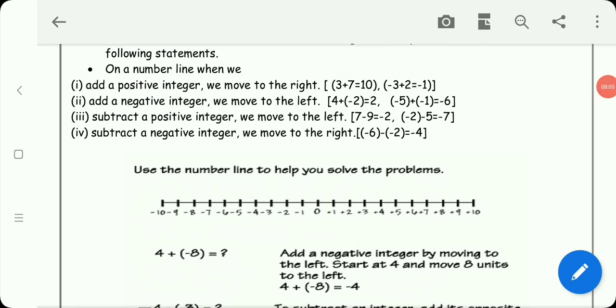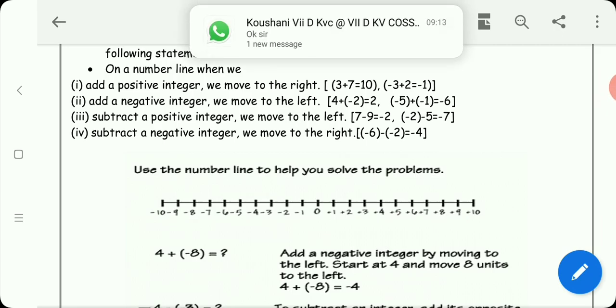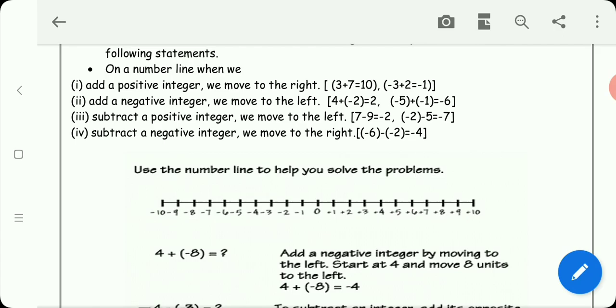See, 4 plus minus 2 equal to what? Here is 4. So from 4, you have to move towards the left. After 4, 3, then 2. The answer is plus 2. Similarly, minus 5 plus minus 1. The answer will be there.